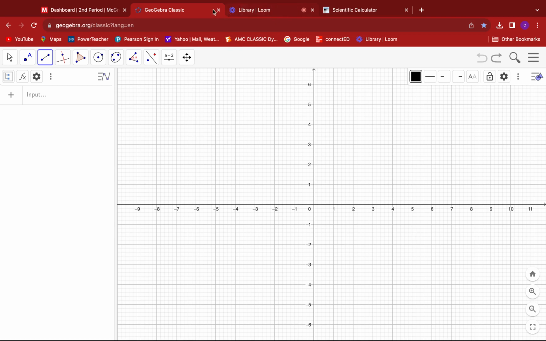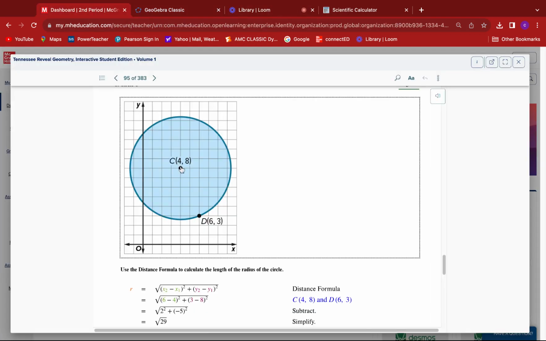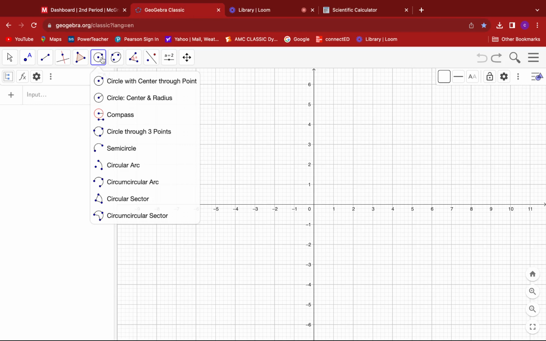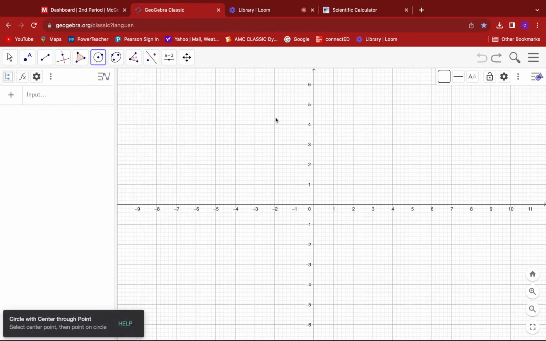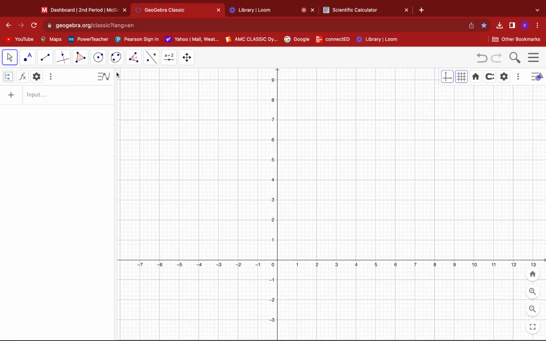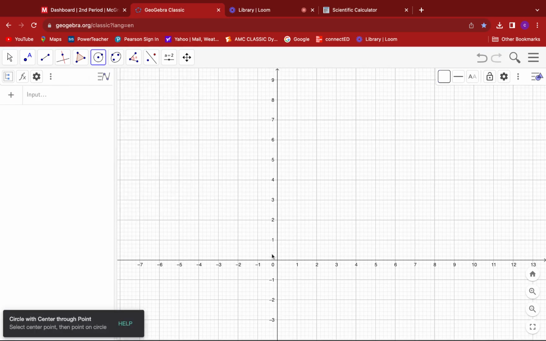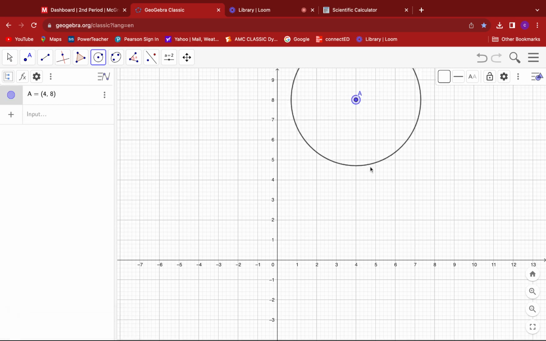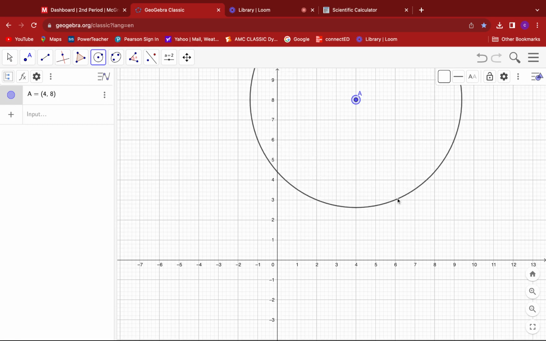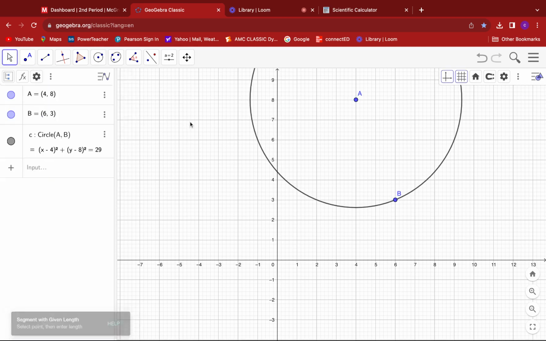All right, so let's see. We have a circle with center 4, 8 and a dot on the circle at 6, 3. So I'm going to put 4, 8 to 6, 3 on my GeoGebra. But I'm going to come over here to circle. All right, and they want me to have a circle. Oops, I need to move it out some. Need to do 4, 8. So circle at 4, 8. And then 6, 3 is where I want my dot. So I'm going to come over to 6, 3. Okay, so now I have recreated what they have.